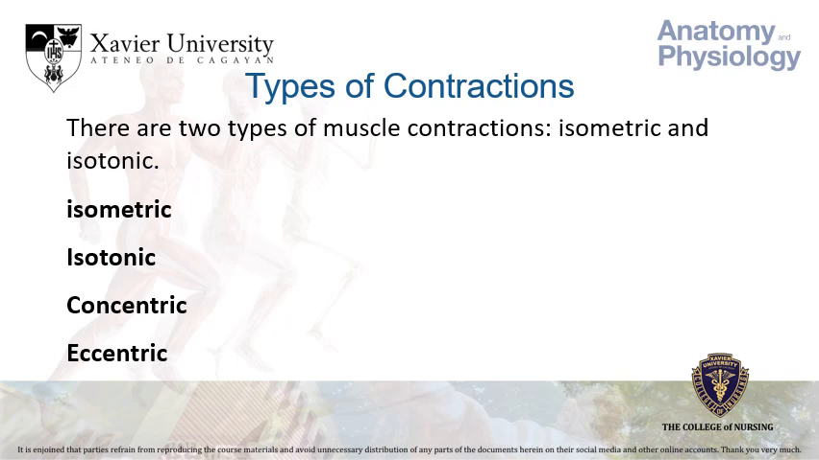Concentric contractions are isotonic contractions in which muscle tension increases as the muscle shortens. Eccentric contractions are isotonic contractions in which tension is maintained in the muscle, but the opposing resistance causes the muscle to lengthen. So that's it.